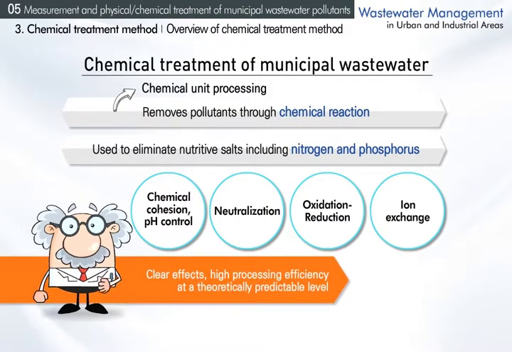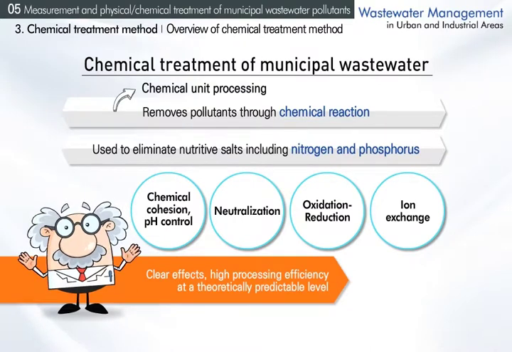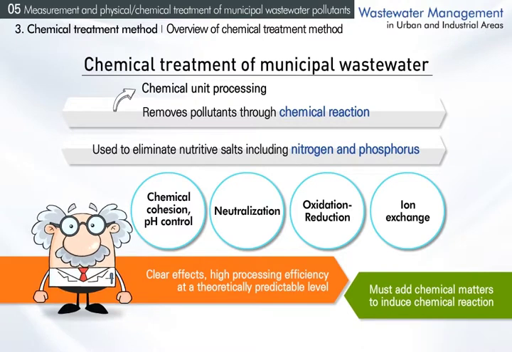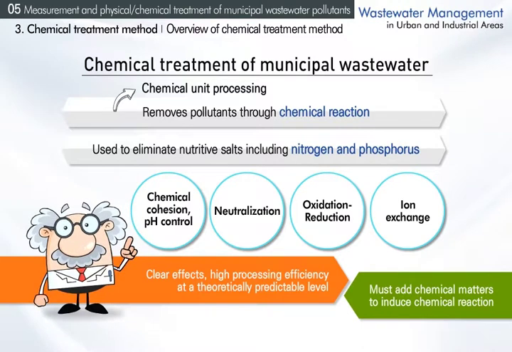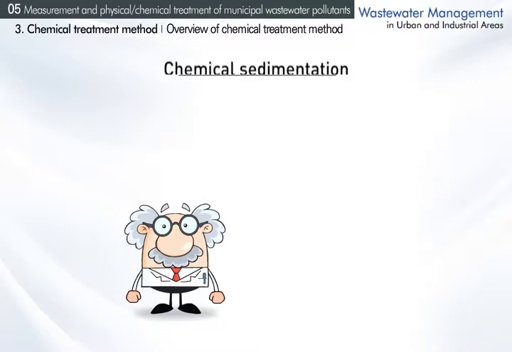Chemical unit processing shows clear effects and high processing efficiency at a theoretically predictable level. However, its disadvantage is that it requires adding chemical matters to induce chemical reaction. Then, let's take a look at what is in chemical unit processing. First, it is chemical sedimentation.